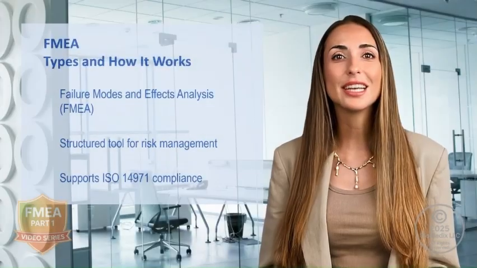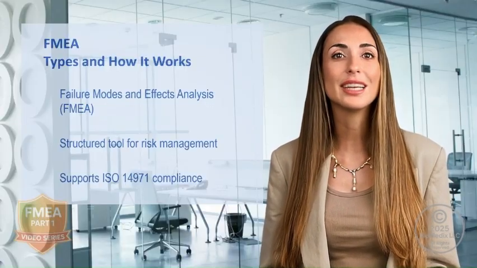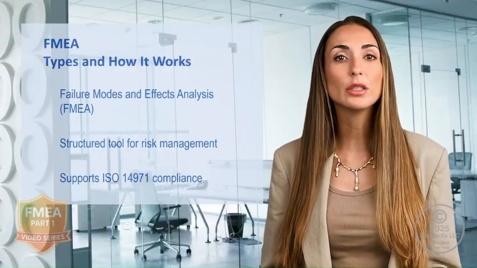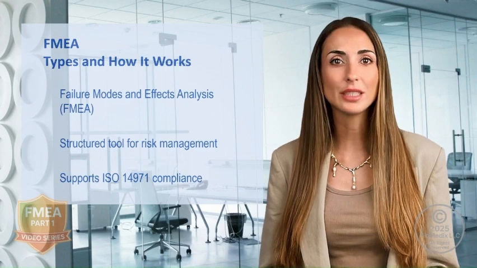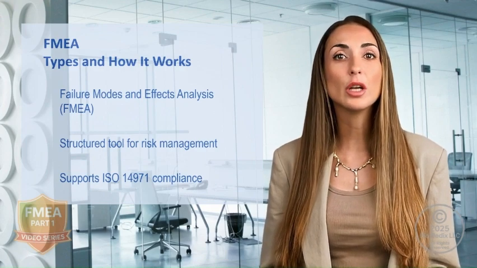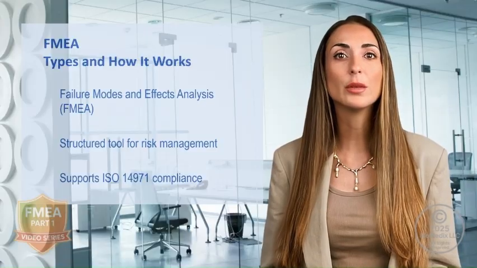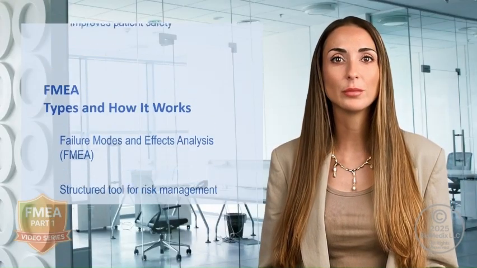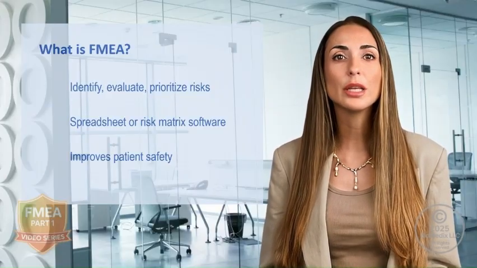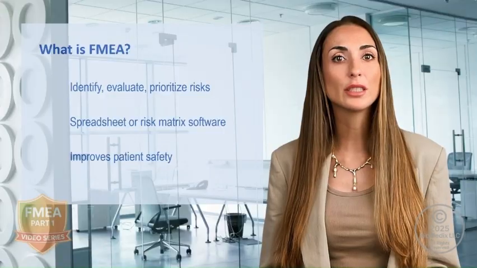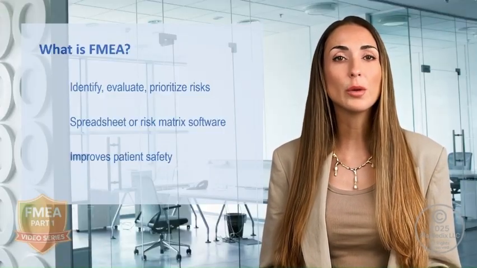Welcome back. In this video, we're breaking down FMEA, that's failure modes and effects analysis, and showing how it's built and used inside your risk management system. Let's start with the basics. FMEA is a structured tool used to identify, evaluate, and prioritize risks in a product, process, system, or service. It's typically built as a spreadsheet or inside a risk matrix software platform, essentially a table that lists hazards, evaluates their impacts, and calculates a risk priority number, or RPN.